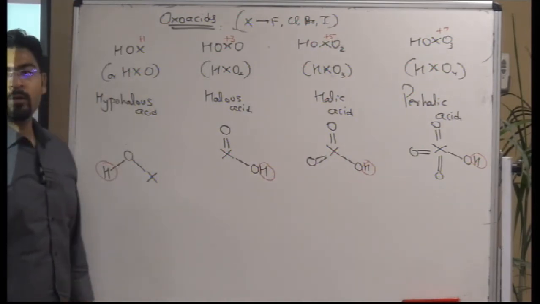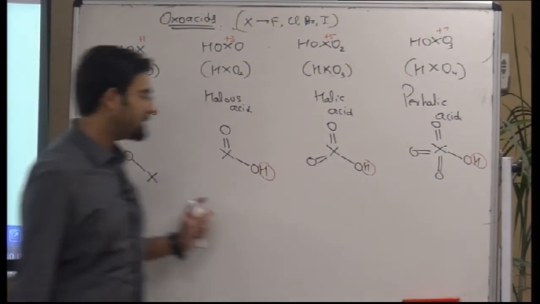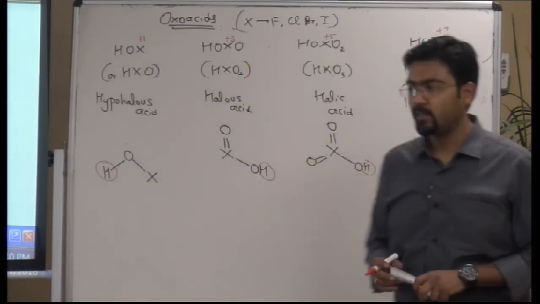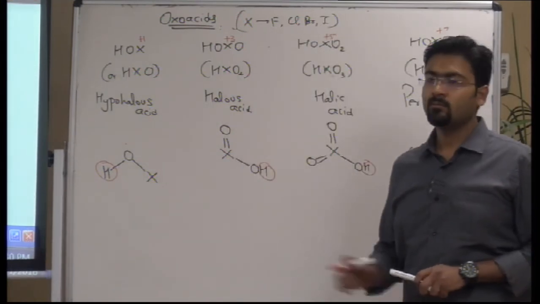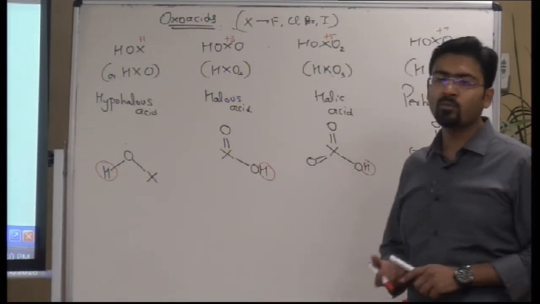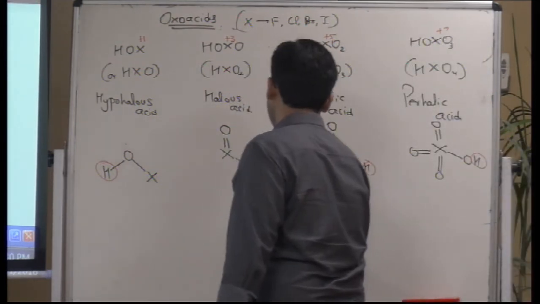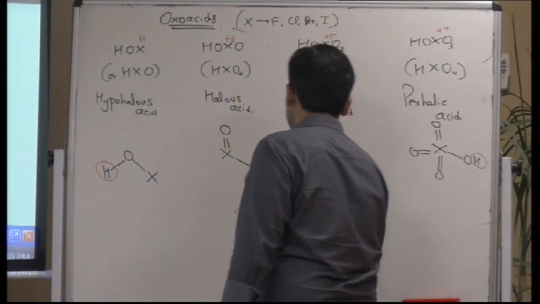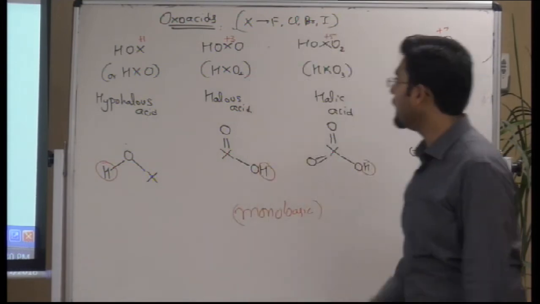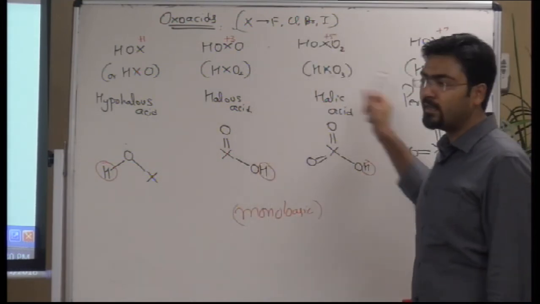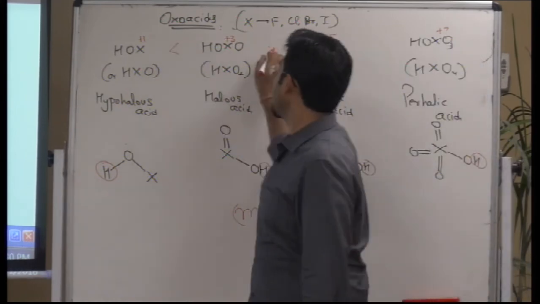So an important point which should be remembered here is that all of them are monobasic. So each molecule can release only one proton, right? So all of them are monobasic. This is one point. The second point to be remembered here is that as you can see, as the oxidation state increases, the acidic strength increases.